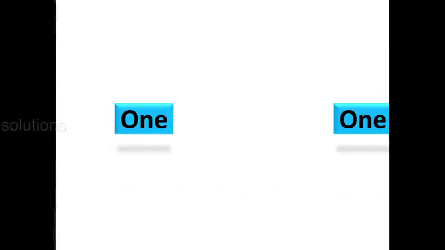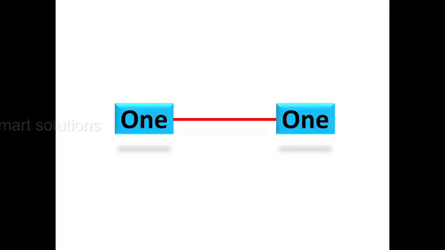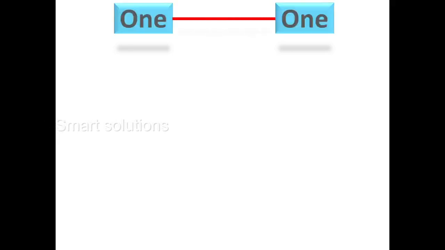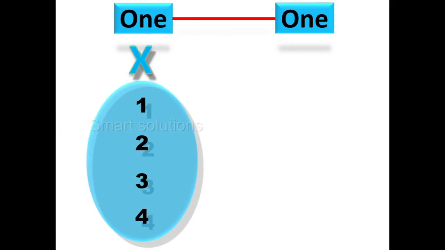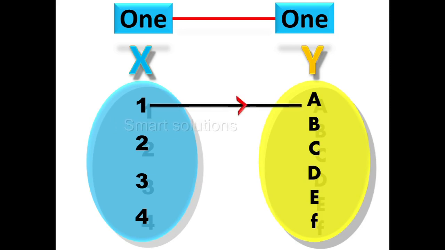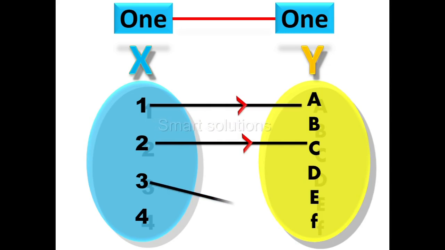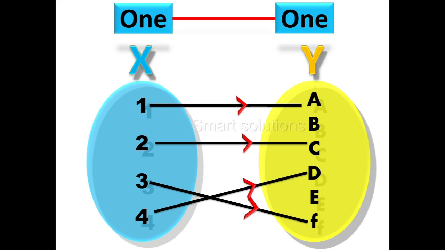Types of function. One-one function. Observe this function f from X to Y. Here, all images in Y have only one relation. No element has more than one relation.